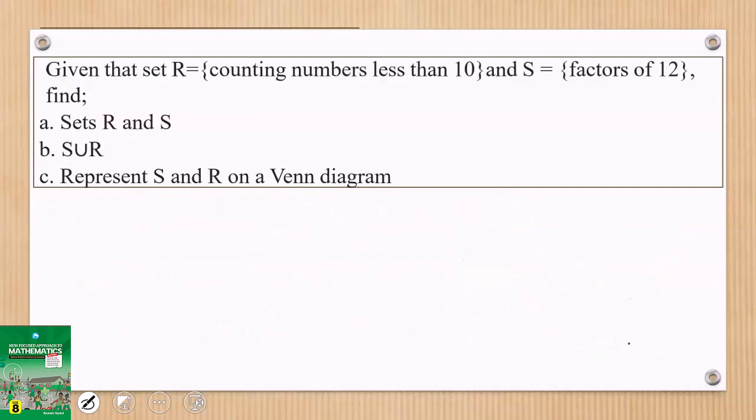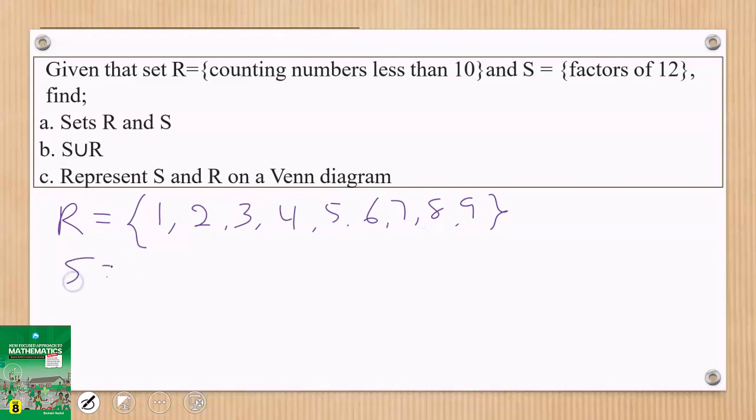Now let's look at another question. Given that R is the counting numbers less than 10, and then S is factors of 12, find set R and S. So we want to write set R, the list of it. Counting numbers less than 10 means 1, 2, 3, 4, 5, 6, 7, 8, 9. So less than 10 means we don't include 10.